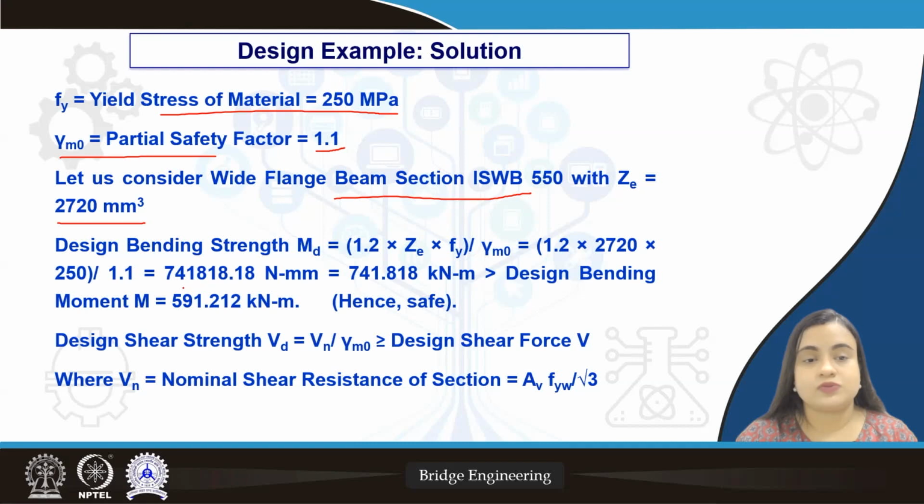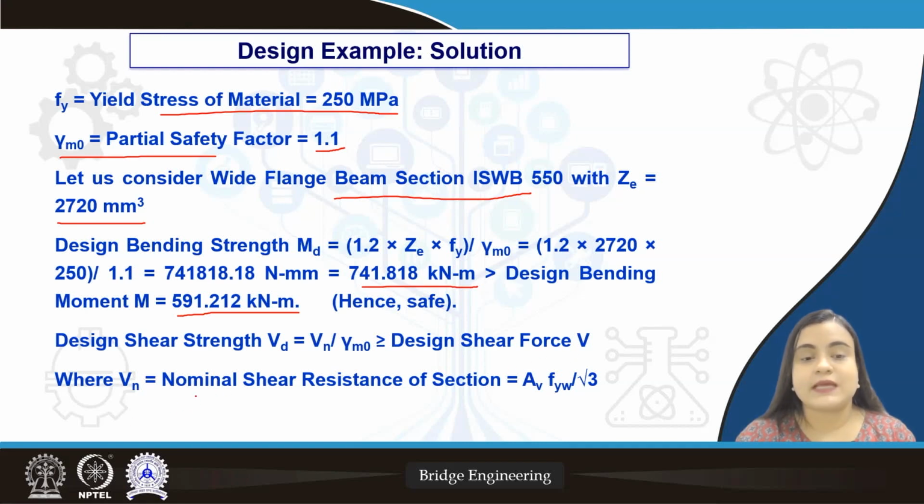And that turns out to be 741.818 kilonewton meter, which is higher than the design bending moment of 591.212 kilonewton meter. Hence our design is safe. Then we will check for the shear. The design shear strength VD is taken to be equal to Vn by gamma m0, and this is expected to be higher than design shear force V.